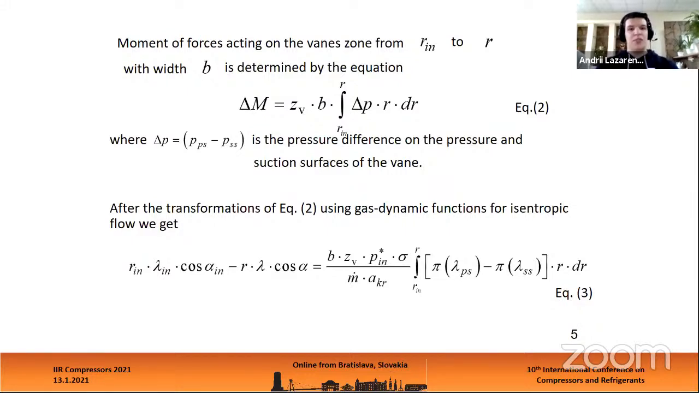So the moment of forces acting on the vane zone from the inlet to the given radius is determined by equation 2, as you can see here, where delta P is the pressure difference on the pressure and suction surfaces of the vane. And after the transformation of equation 2 mentioned here, we get equation 3. We'll use it later.